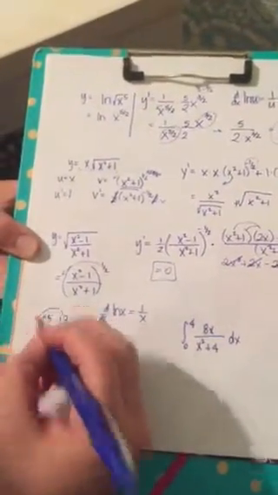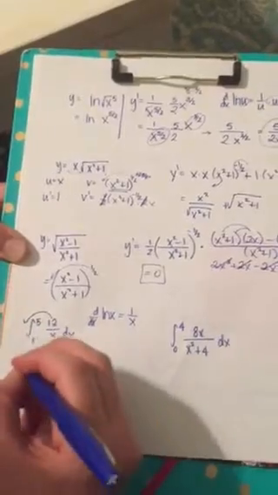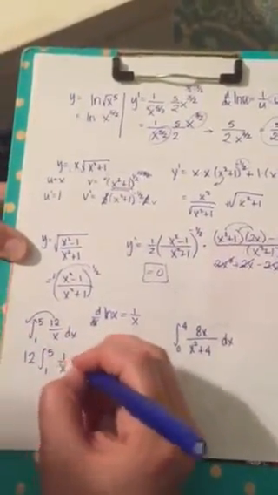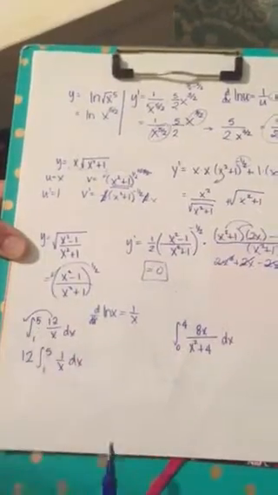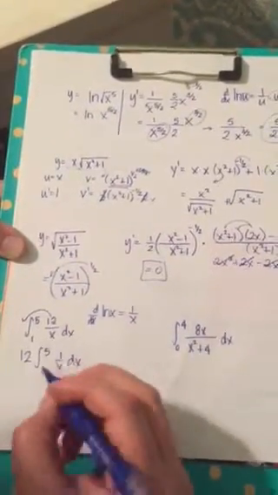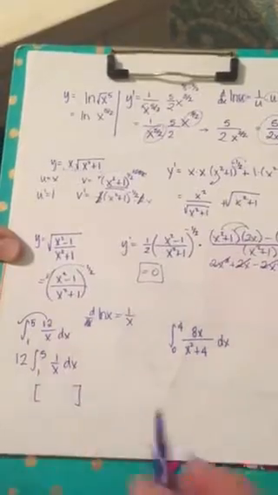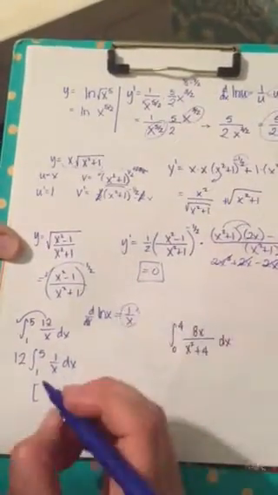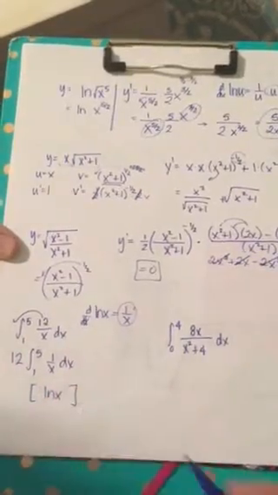So if I pull the 12 out to the front, then that would really just be 12 times the integral of 1 over x dx. Remember, you can always pull constants out. So the antiderivative of 1 over x, remember, that's just reversing a derivative. So if I'm starting here, the integral would be ln x. Remember, you put it in the box.